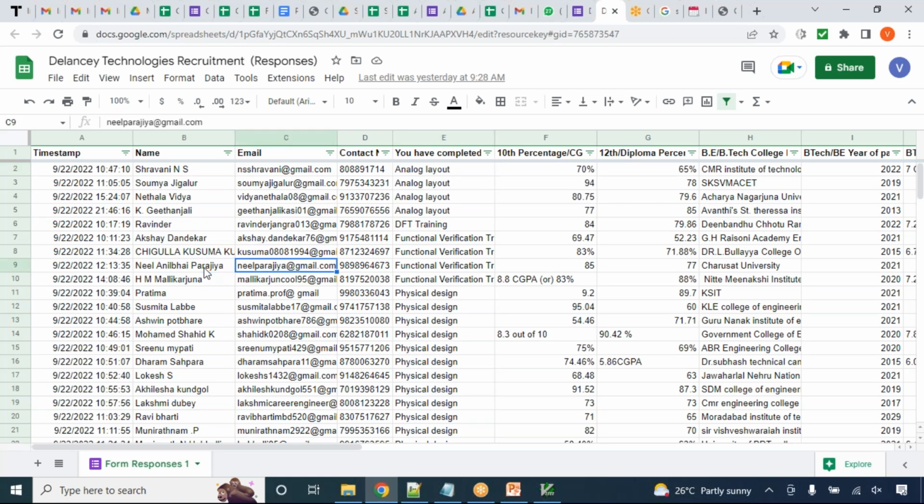Just before the demo session, he wanted to meet. I said, come at 1 o'clock. So I'm telling you the opportunities are very good. For DFD, only how many people applied? Only 1. For analog layout, around 4 people. For DV, 4 people. A lot of them went into physical design.